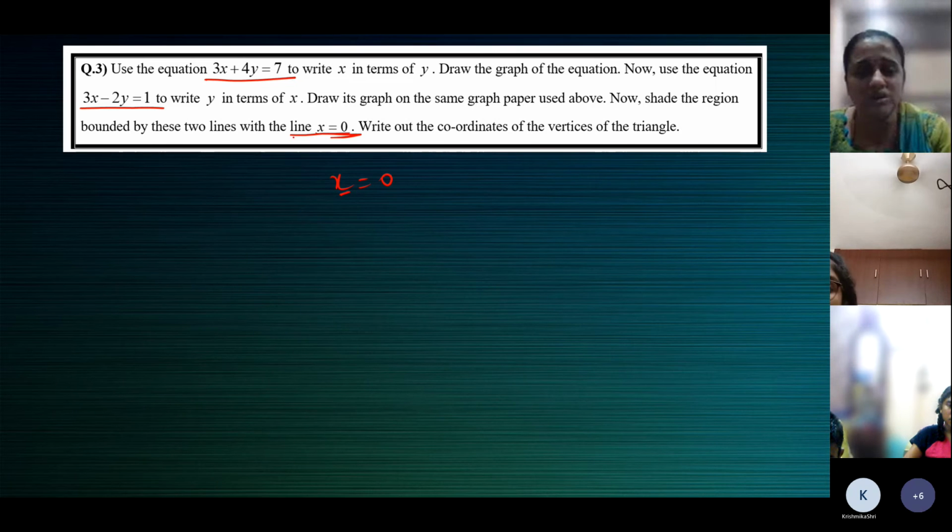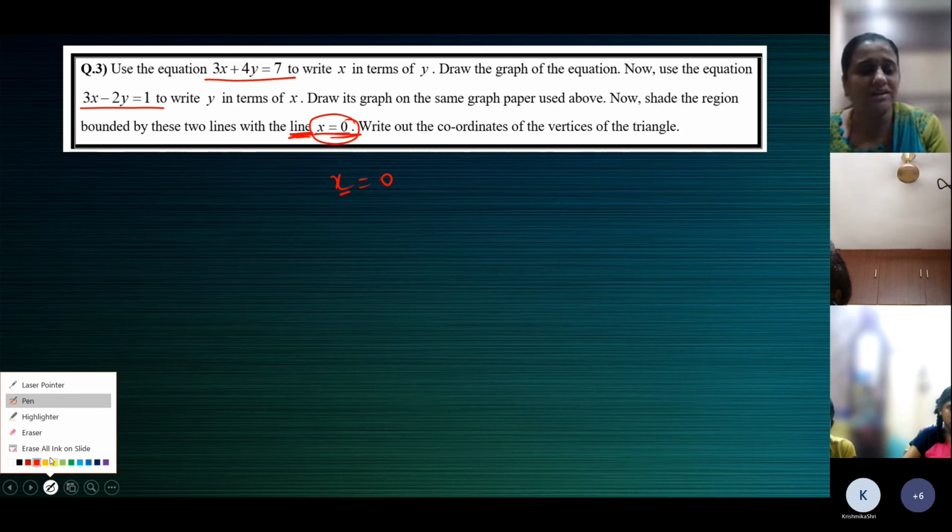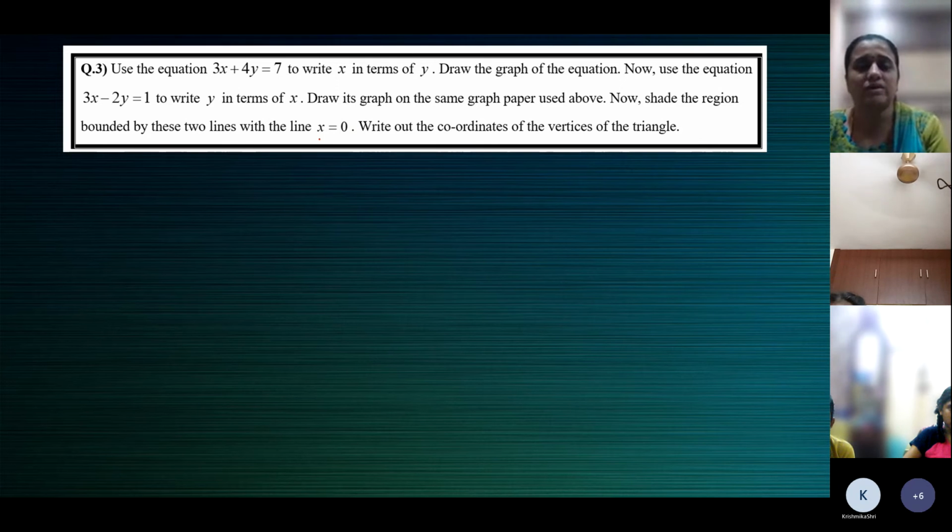No, but see here, the words used are with the line x is equal to 0. That means they're treating this as a linear equation in two variables x and y. So in that case, x is equal to 0 is the equation of the y-axis. So the third line is the y-axis itself. X is equal to 0 is the y-axis itself, which is the third line.